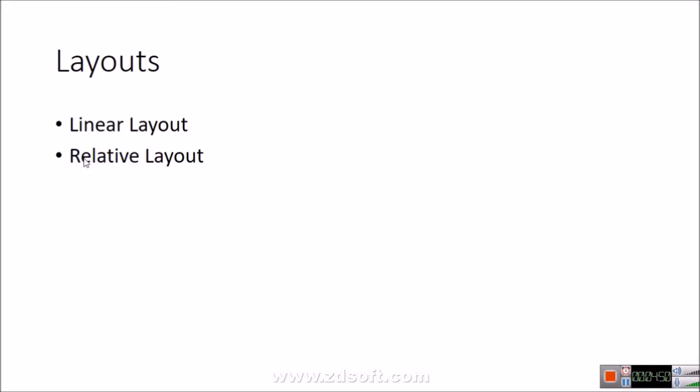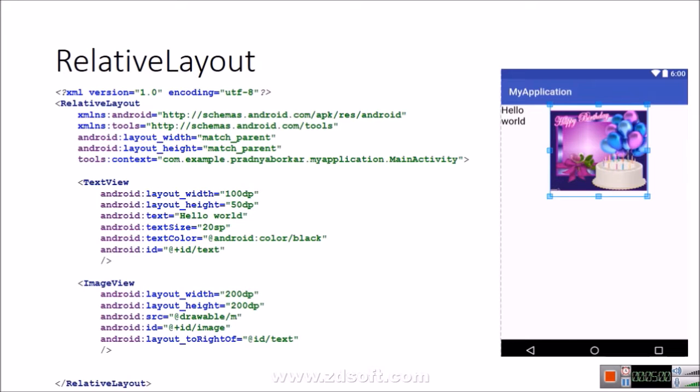Then relative layout is wherein you need to fix or align a view relative to another view. So let's see an example over here. Now you can see on the right side there is a picture wherein you can see a text view of Hello World and an image view containing a happy birthday image. So basically what I have done over here is, by using relative layout, I have written a text view with the ID text.